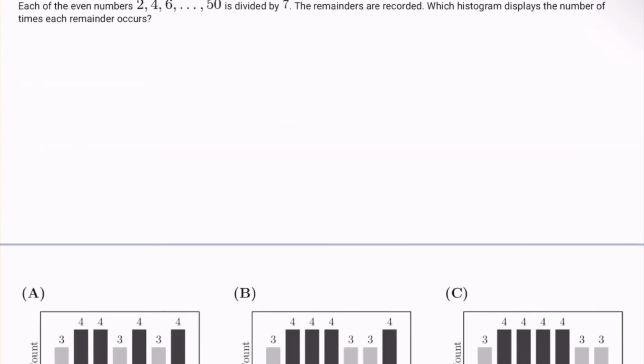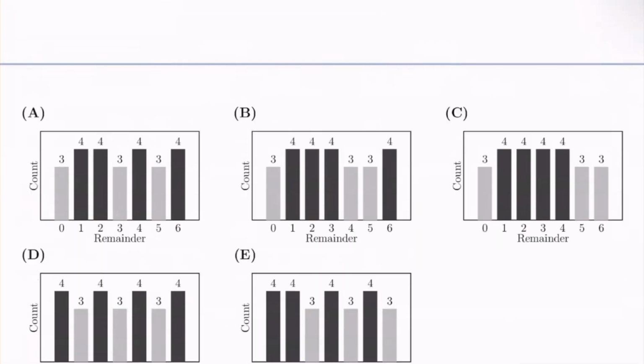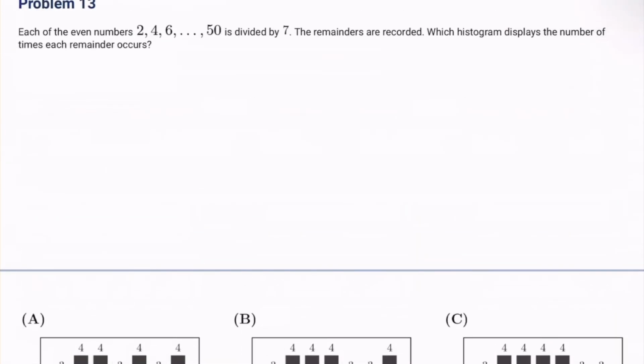Each of the numbers 2, 4, 6, all the way to 50 is divided by 7. The remainders are recorded. Which histogram, shown here, displays the number of times each remainder occurs? So 2, 4, 6, 8, 10, and on all the way to 50. Let's see if we can find a pattern.